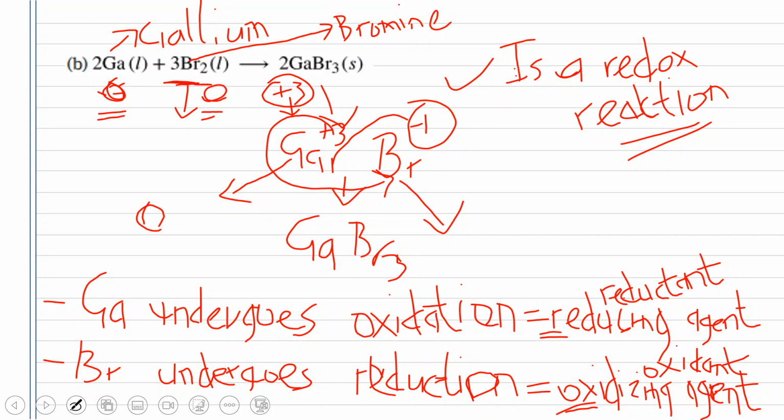To form gallium bromide, that means that they underwent a change in the oxidation state. Gallium, which was 0, now increased to become +3, means it lost 3 electrons. Bromine, which was 0, decreased its oxidation state, now it becomes -1, means it gained an electron.